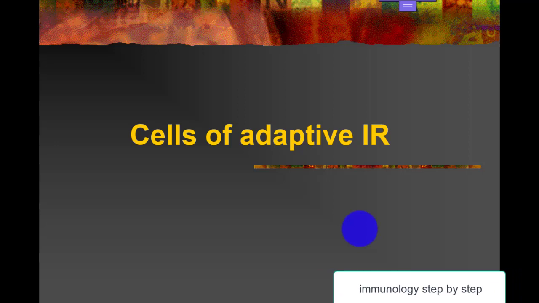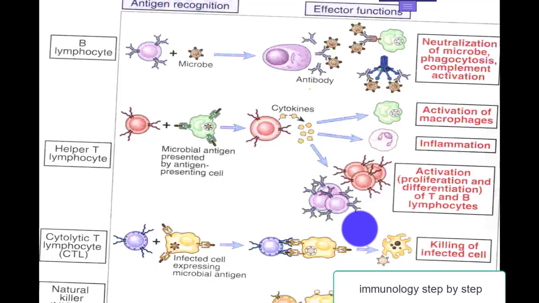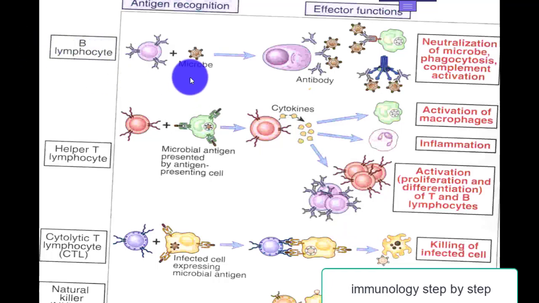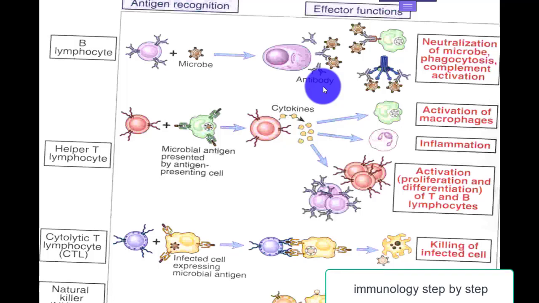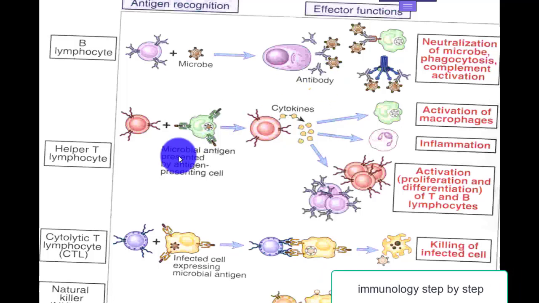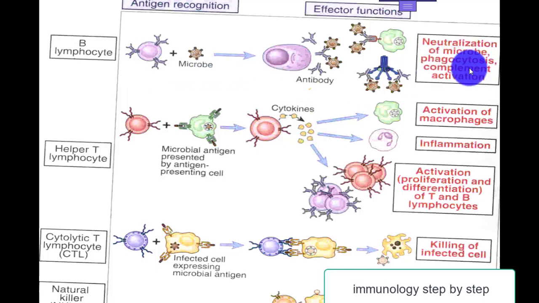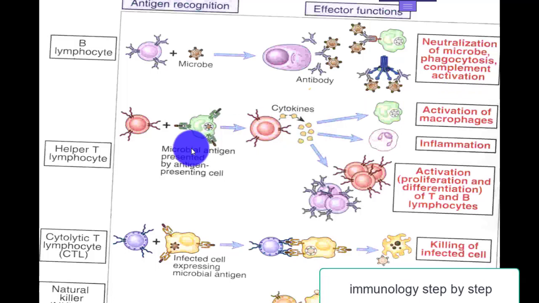Cells of the adaptive immune response: antigen recognition and effector function. B lymphocytes recognize the microbe and form antibodies. B lymphocytes neutralize microbes, and mediate phagocytosis and complement activation.